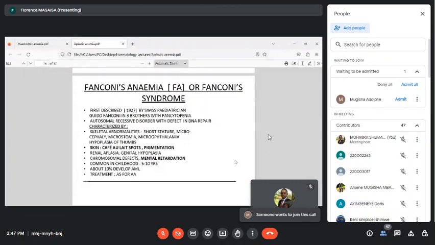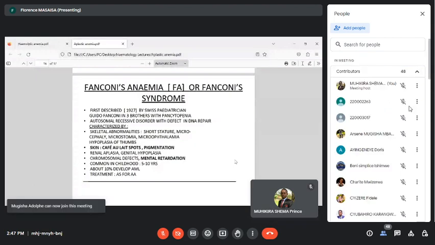Apart from having anemia, they also have other abnormalities like skeletal, skin issues, renal and so on. They may also have mental retardation. Again, with Fanconi anemia, most cases are around 5 to 10 years old, but it may occur at any age. Then 10% may develop acute myeloid leukemia transformation. Again, the treatment is somehow similar to aplastic anemia.